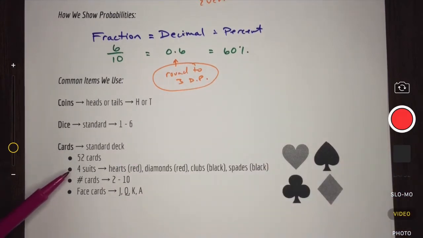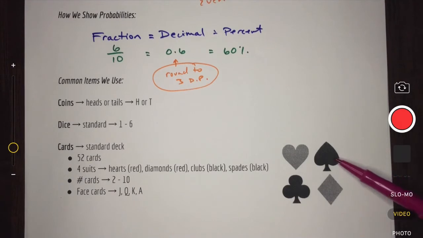Next, we have 4 suits. And you've seen these before. So we have hearts, diamonds, clubs, and spades. Our hearts and our diamonds are going to be red in color. Our clubs and our spades are going to be black in color. We have numerical cards, or cards with specific numbers of dots or hearts or diamonds on them, and those range from 2 to 10. And then we have our face cards, which are Jack, Queen, King, and Ace. And we do consider the Ace to be a face card. And we do also generally consider the Ace in most games to be the highest card possible.